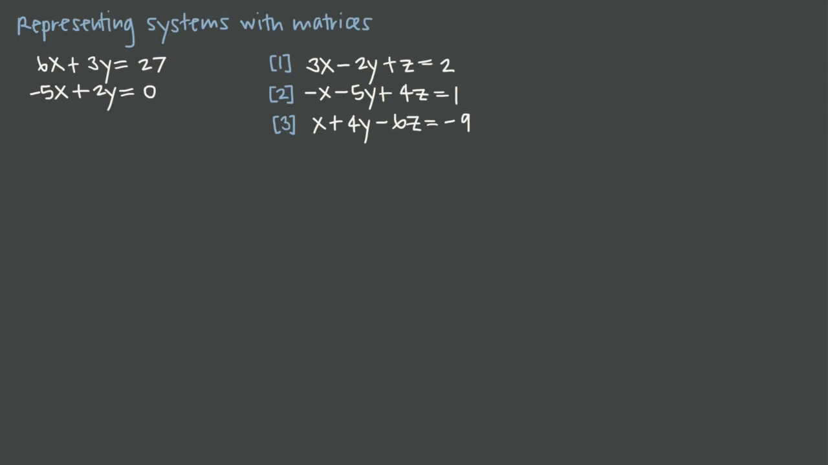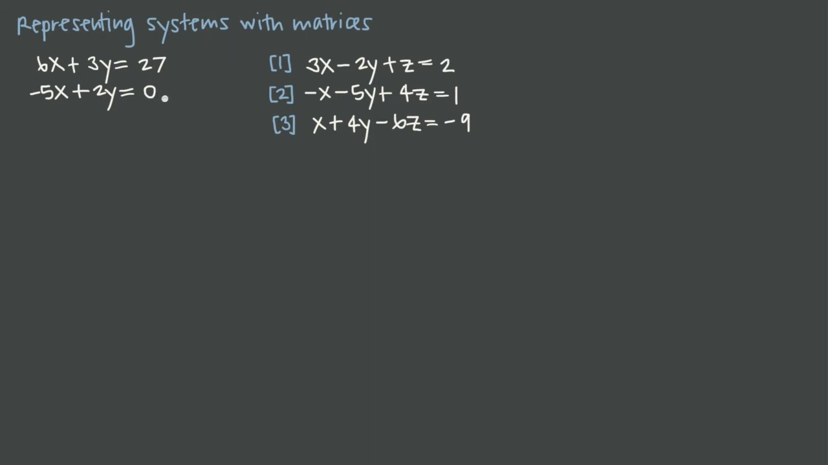Now, we hinted at it in the last video, but really when we're representing a linear system with a matrix, all we really need to focus on is staying organized. And here's what I mean. Let's look at the system here of 2 linear equations. So we've got 6x plus 3y equals 27 and negative 5x plus 2y equals 0. The thing that we want to focus on is keeping all the values from the first equation in one row of the matrix and all the values from the second equation in another row of the matrix.